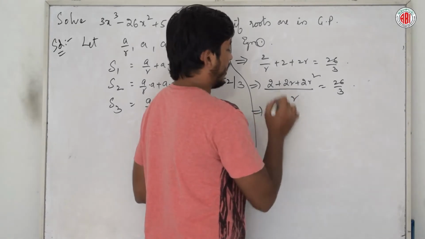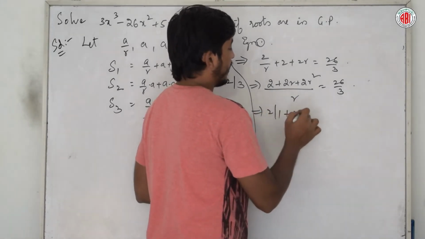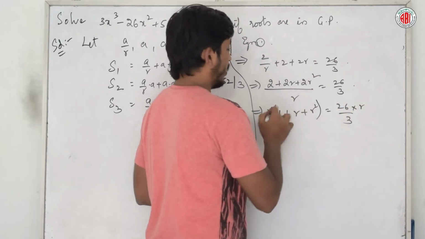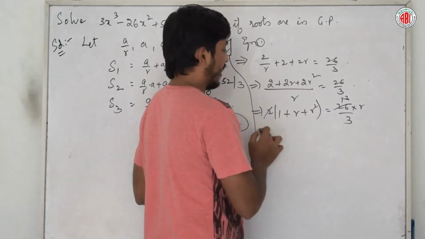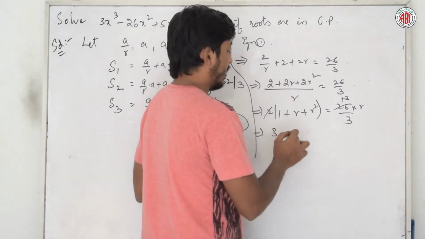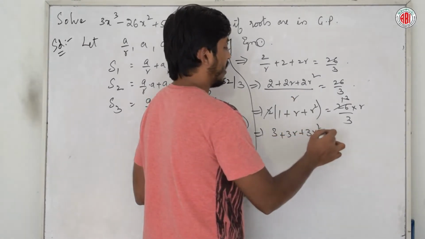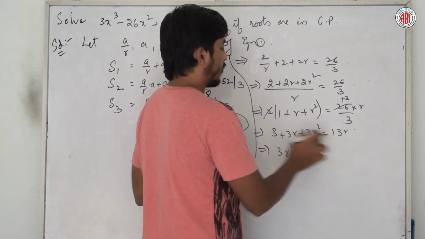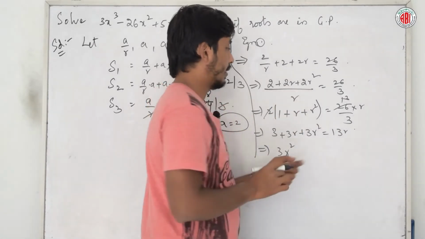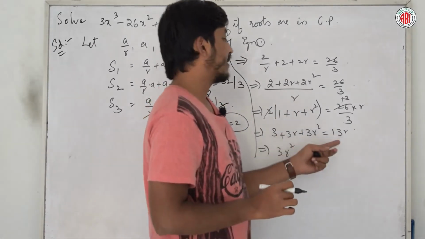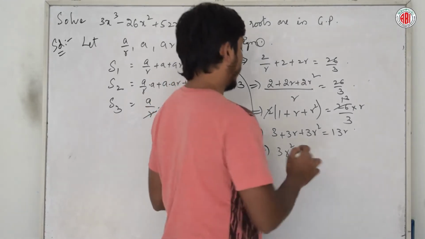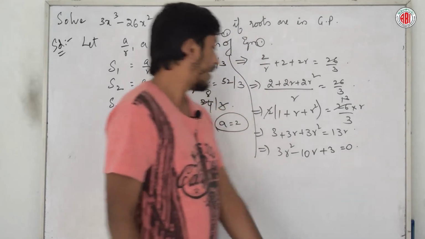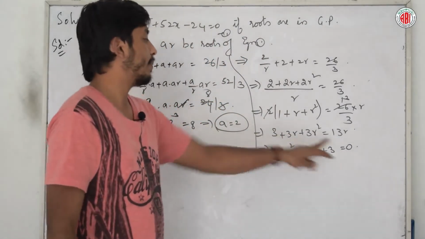Let me take 2 common here. This will be like 1 plus r square is equal to 26 into r by 3. 2 ones are 2, 13s are 26. Let me cross multiply now. 3 plus 3r plus 3r square is equal to 13r. That will be 3r square, and the next here 3 minus 13. How much is it? Minus 10r plus 3 equal to 0. Is it right? 3r square minus 10r plus 3.